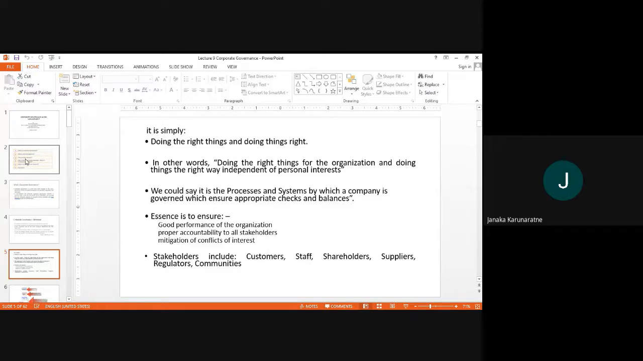It is also said to be the processes and systems by which a company is governed with appropriate checks and balances. So there are set processes and systems by which companies are governed, which should ensure appropriate checks and balances, so that there won't be any undue problems or undue disturbance to the entity or the market. In essence, it is to ensure good performance of the organization and proper accountability to all stakeholders.